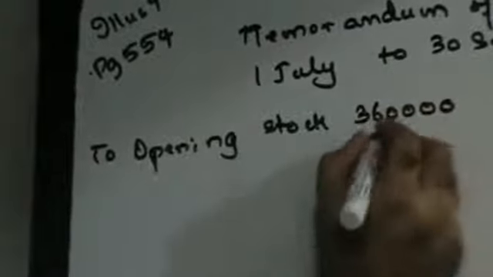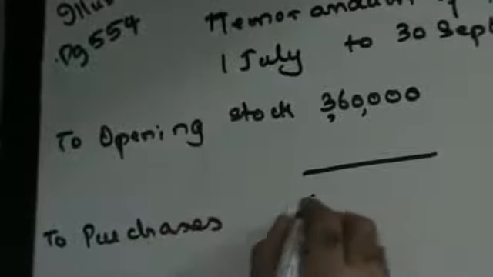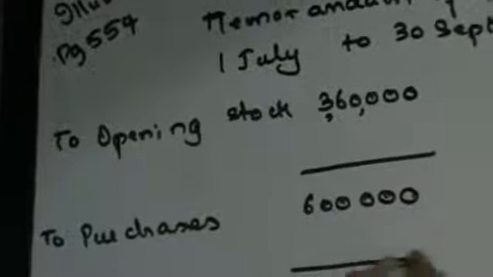Right, let's start. Opening stock is given to you as 3,60,000. Next, let's move on ahead. Purchases from 1st July to 30th September is 6 lakhs. Next, wages. Wages is given to you as 2,30,000.